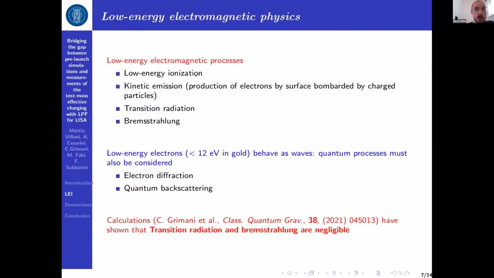So in order to include all the low energy electrons, we had to carry out a survey on low energy electromagnetic physics. And we found that the most important processes are low energy ionization and kinetic emission, which is the production of electrons by a surface bombarded by charged particles. We also considered transition radiation and Bremsstrahlung, but we found that their contribution is negligible.